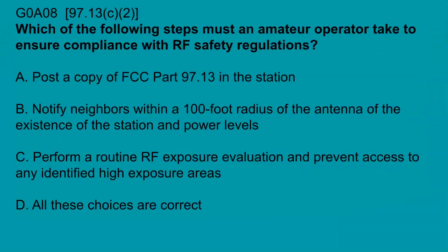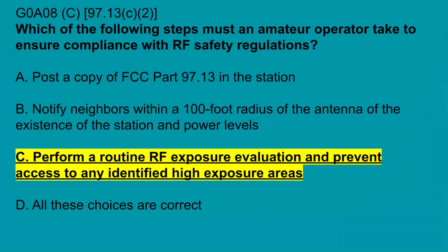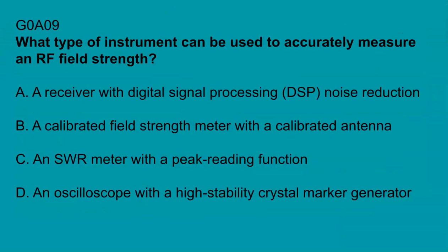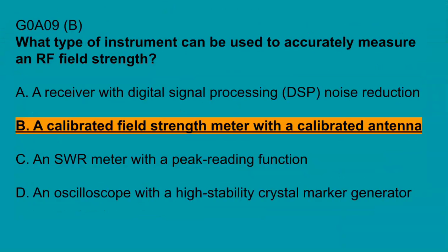G0A08, which of the following steps must an amateur operator take to ensure compliance with RF safety regulations? Perform a routine RF exposure evaluation and prevent access to any identified high exposure areas. G0A09, what type of instrument can be used to accurately measure an RF field strength? A calibrated field strength meter with a calibrated antenna.